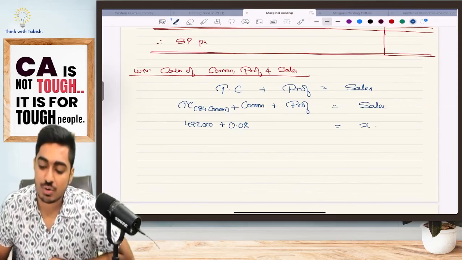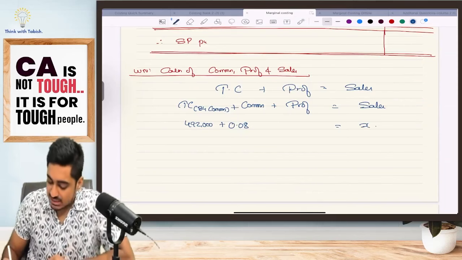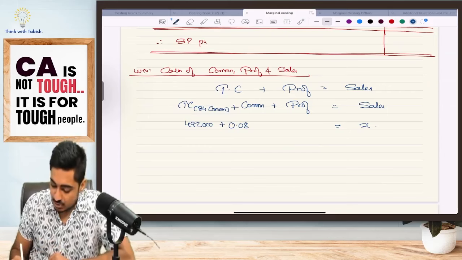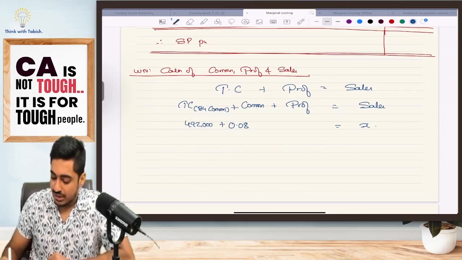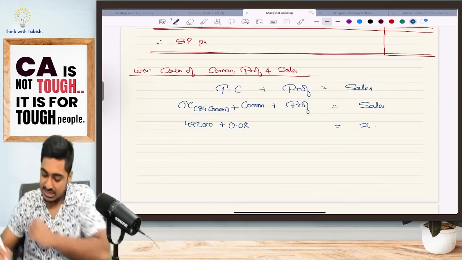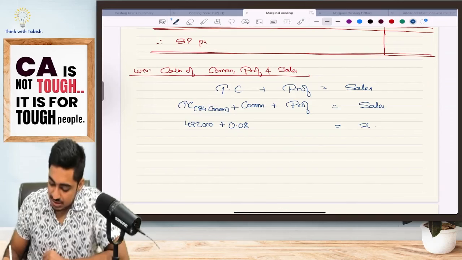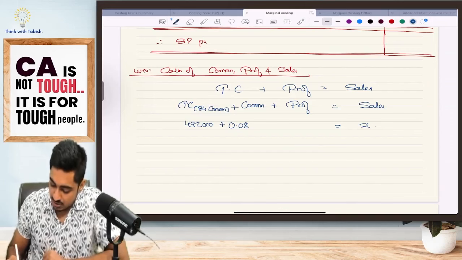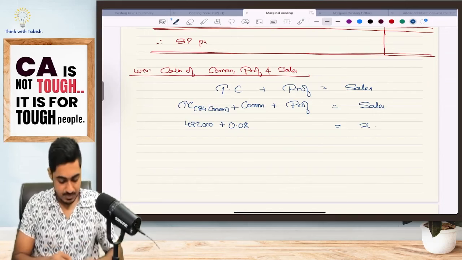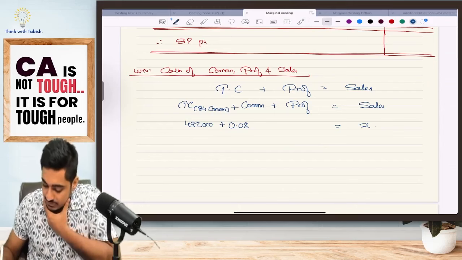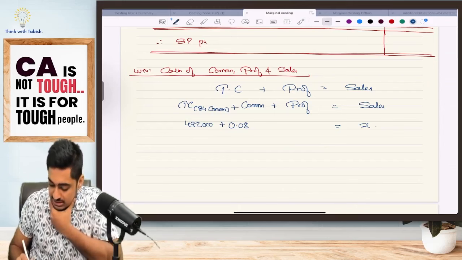How much profit I want? I want 10% of sale. That means 0.1. So let us simplify. 4,92,000 plus 0.18x. Take it to the other side, becomes minus 0.18x. 1 minus 0.18x is 0.82x. Therefore, value of x is equal to 4,92,000 divided by 0.82. Yes, it is 6 lakh rupees. Yes or no, everyone? Don't forget who your x is.